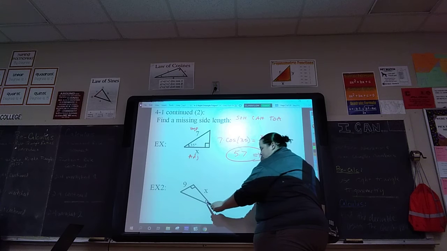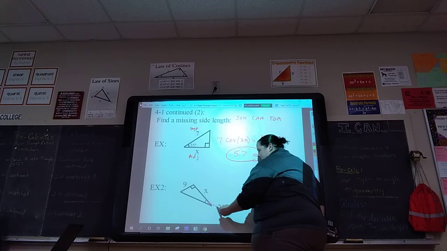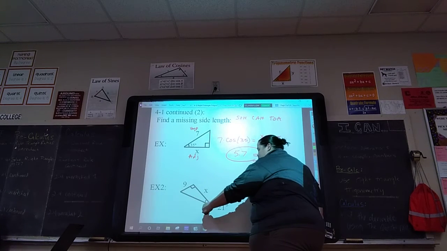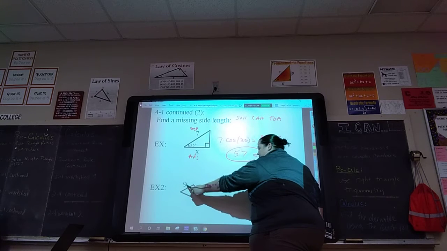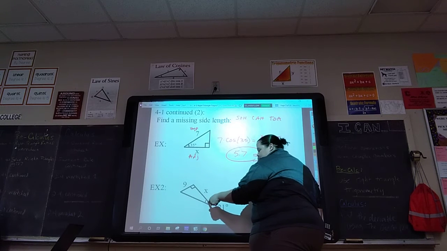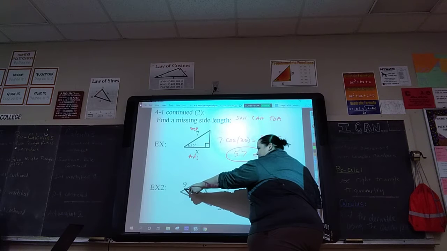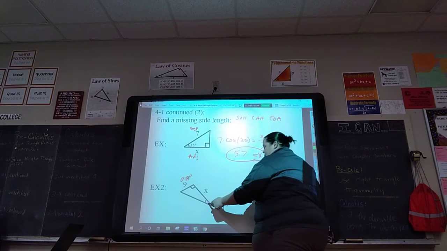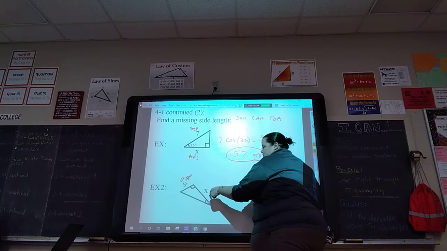So this triangle, I made it too small, so I couldn't quite put the angle there. Every once in a while you'll see it like this. So this 21 degrees is based off of this angle. So I know this angle, 21. I know this side, and I'm looking for this one. So what is 9 compared to my angle? Opposite. And then what am I looking for? Adjacent.